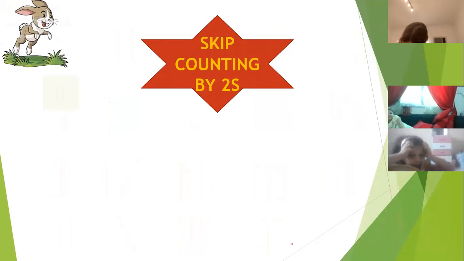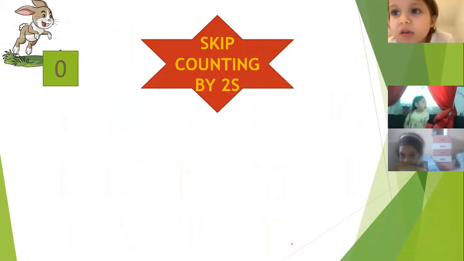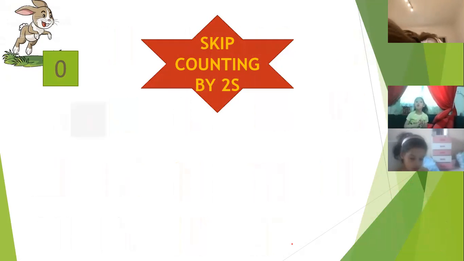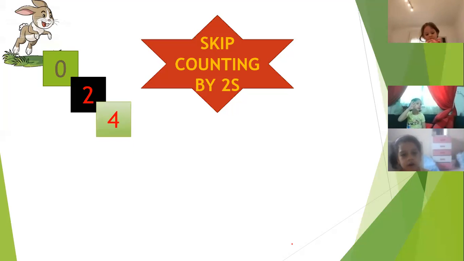So, look here. I have this rabbit. This rabbit will hop or jump and skip count by 2. Jump 2. So, the rabbit will start from 0. From 0, he will go to which number? 2. Excellent. Okay, after 2? 4. Excellent, Lily. After 4? 6.